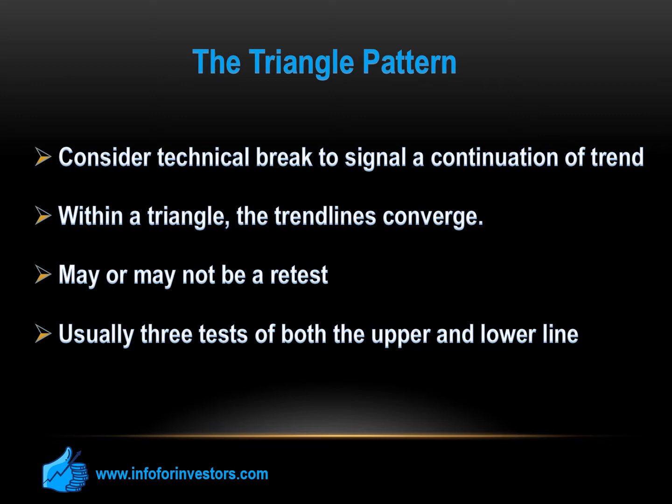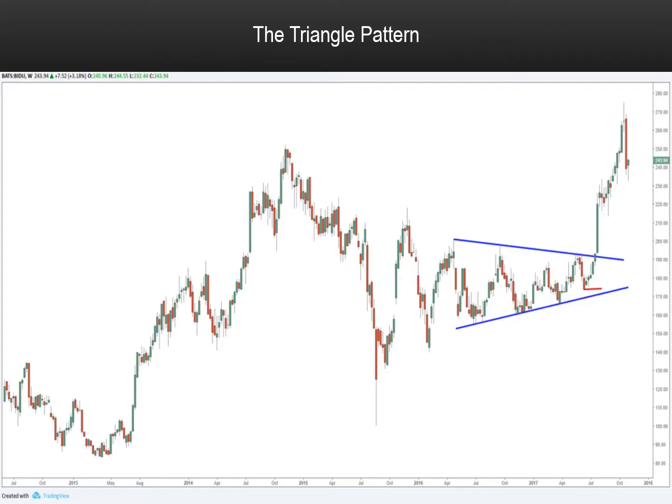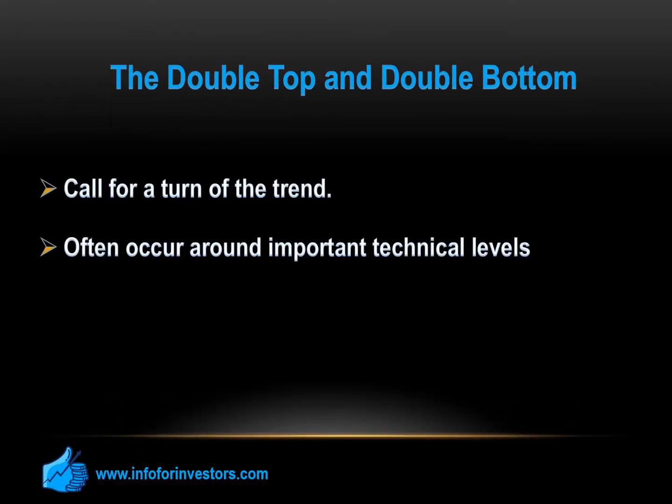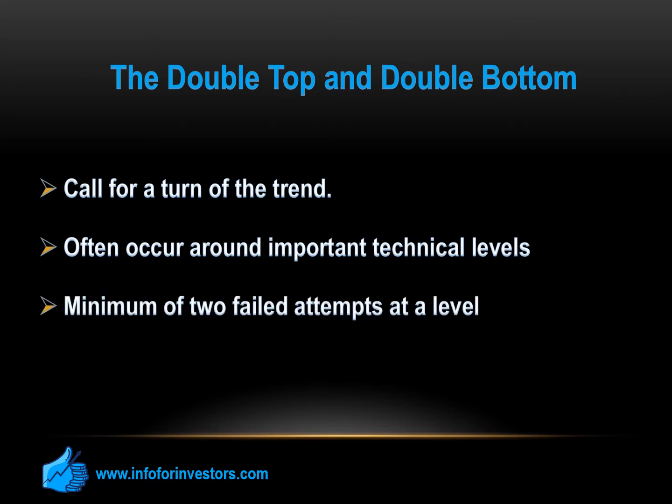The last pattern I would like to discuss is the double top and double bottom. Double tops and double bottoms call for a turn of the trend. They often occur around important technical levels which create a big barrier, causing a reversal of trend or at least a correction. The main characteristic of this pattern is a minimum of 2 failed attempts at a level followed by a technical break in the opposite direction.